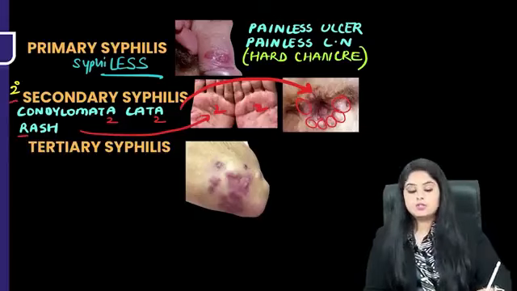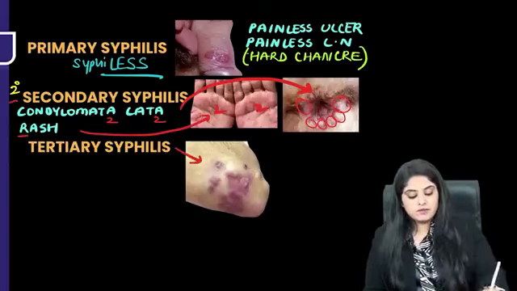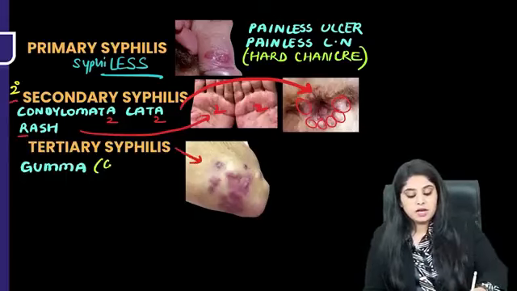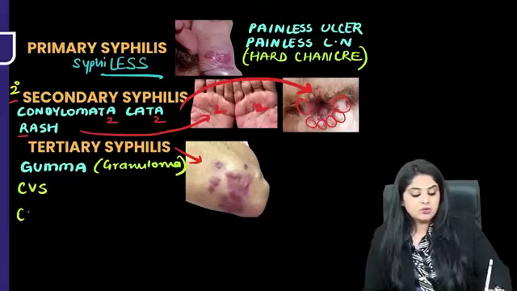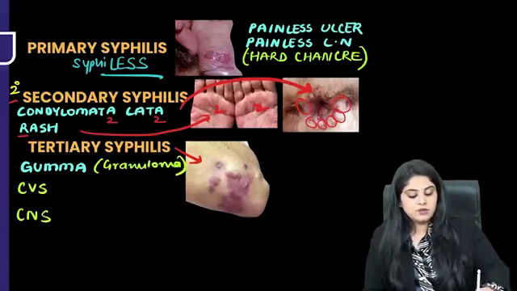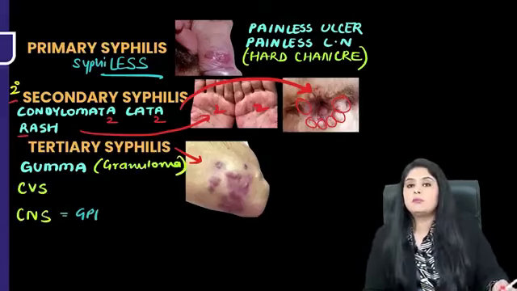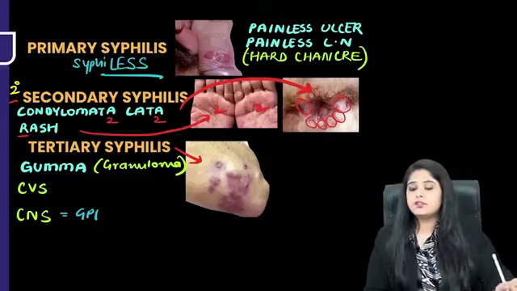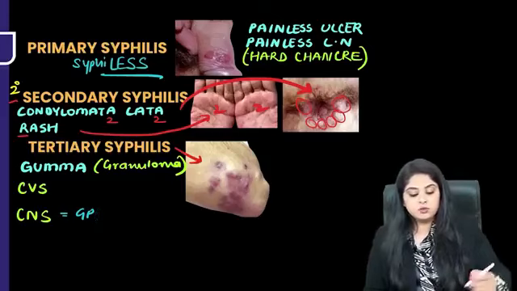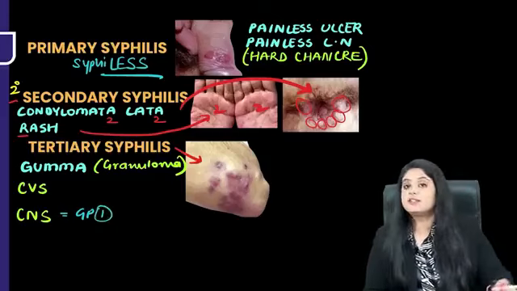Now coming to tertiary syphilis, which shows you the very famous gumma. You can see a gumma. I hope you remember from pathology that a gumma shows the presence of granuloma. Other than that, it shows cardiac and CNS involvement. In the CNS it causes general paresis of the insane. I hope you know from medicine that the word insane has been removed, and now it is just known as general paresis.